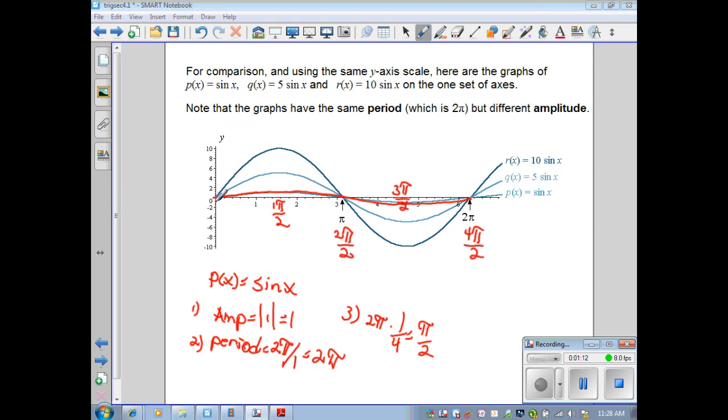So if I go back to my function, 0 radians, I start at 0 for sine. At pi over 2, that's going to be at 1. At 2 pi over 2, or pi radians, it's going to go back to 0. At 3 pi over 2 radians, I go to a negative 1. And at 2 pi radians, I finish the function with what I started with, which is 0.